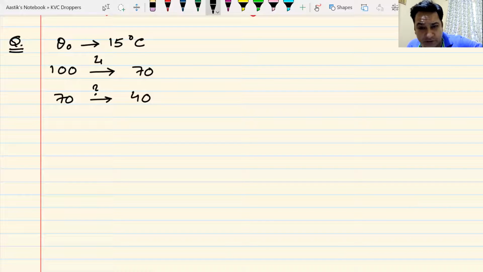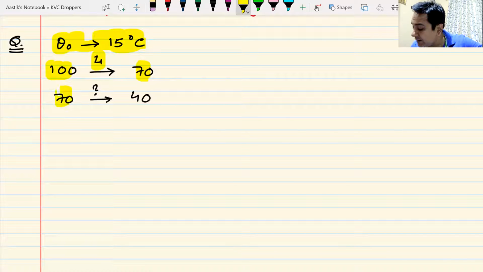So what is the information given in the question? The surrounding temperature is 15 degrees Celsius. Do we understand this? From 100 to 70, it cools in 4 minutes. Do we understand this information from the question? We have to find the time it takes to cool from 70 to 40. Yes or no? How to do it?